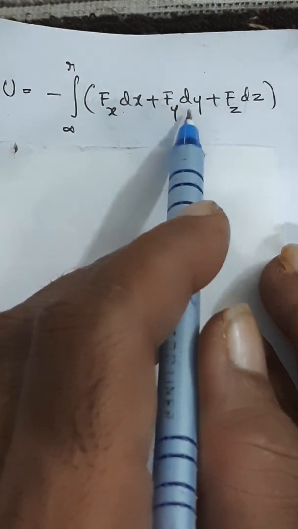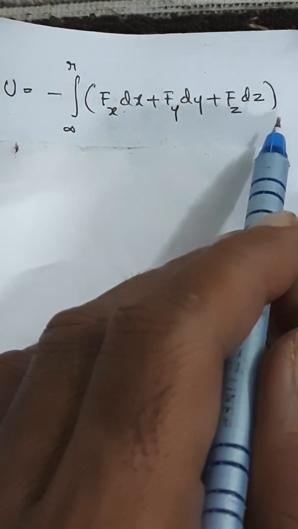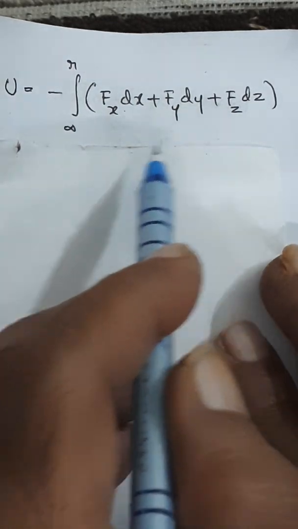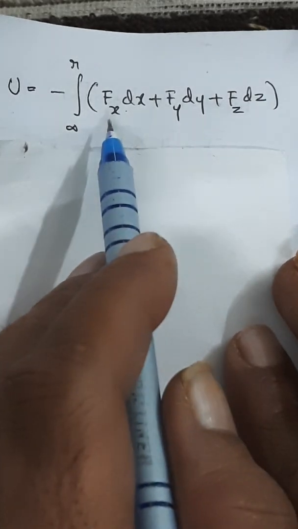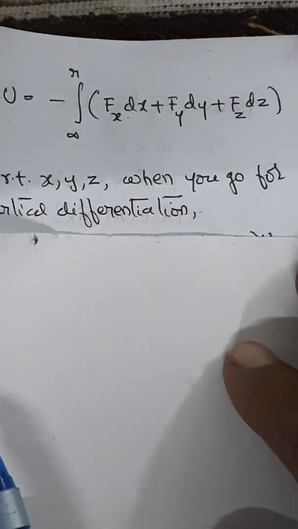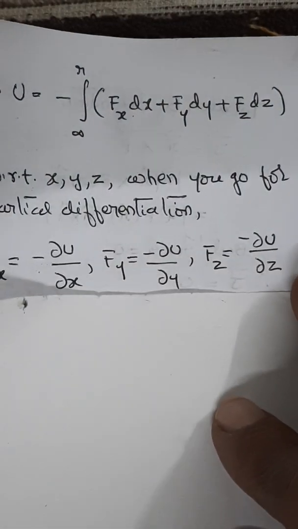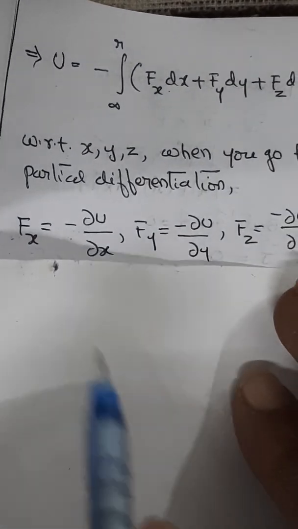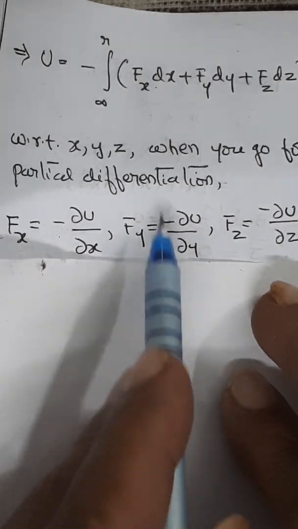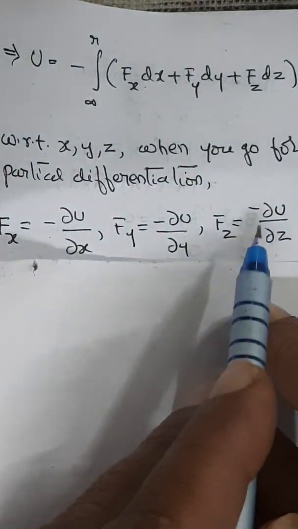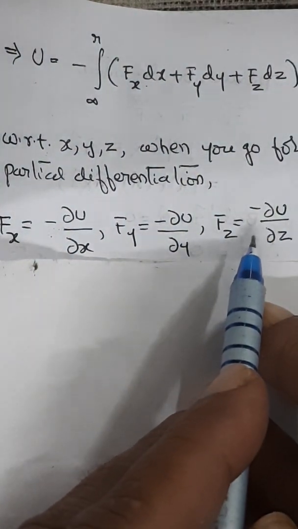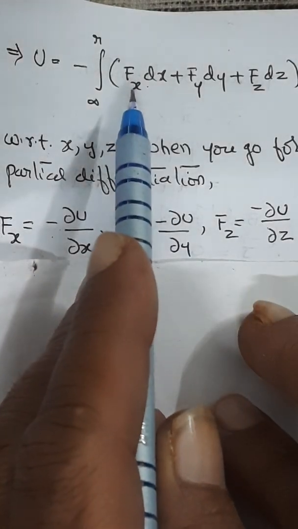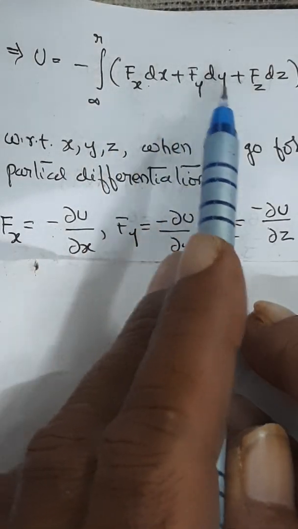Fx dx plus fy dy plus fz dz. This is the ultimate value. Now we can do partial differentiation with respect to xyz coordinates as fx is minus dou u by dou x, fy is minus dou u by dou y, fz is minus dou u by dou z. So from this, F can be found as fxi plus fyj plus fzk.